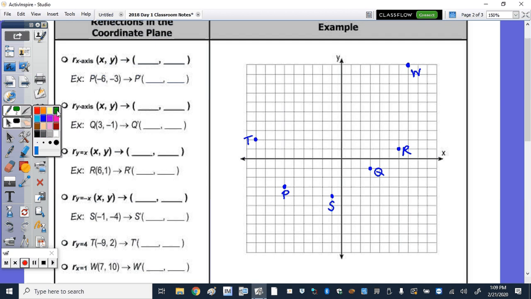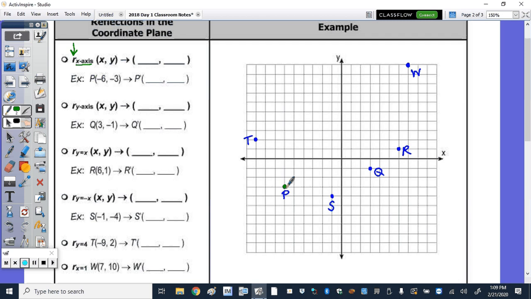Okay, so now we can look up here. We're going to take point P in the first one, and we're going to reflect it over the x-axis. So remember, the letter to note a reflection is a lowercase r. The subscript is the line over which you're reflecting. So we're going to take P right here, and we're going to reflect it over the x-axis.